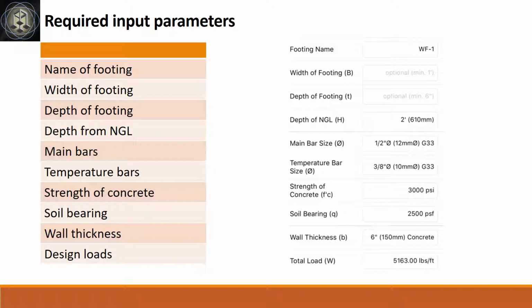Enumerate input parameters required. WF1 for footing name. Width and depth of footing unknown. 2 feet deep from natural grade line. Half-inch diameter bar grade 33 main bars. 3/8-inch diameter bar grade 33 temperature bars. Strength of concrete 3000 psi. Soil bearing capacity 2500 psf. 6 inches thick concrete wall and total load of 5,163 pounds per foot.